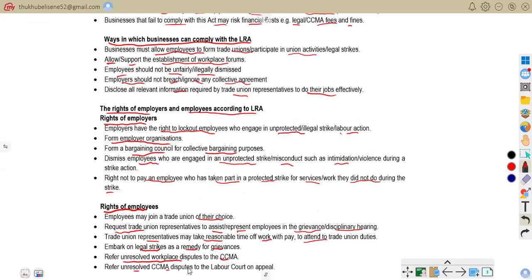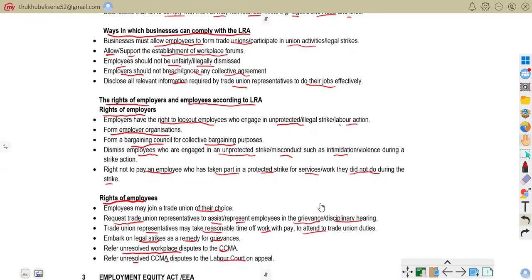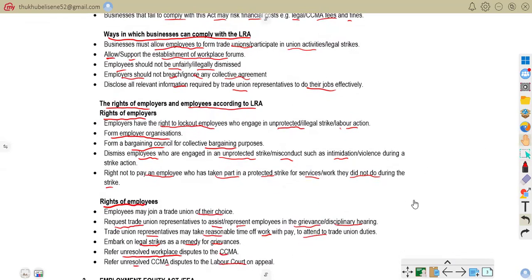Refer unresolved CCMA disputes to the Labor Court of Appeal. So it means that if the CCMA cannot resolve the matter or the employee disagrees with the award, they can challenge it in the Labor Court. So that is that. So this is the end of a presentation on the Labor Relations Act.